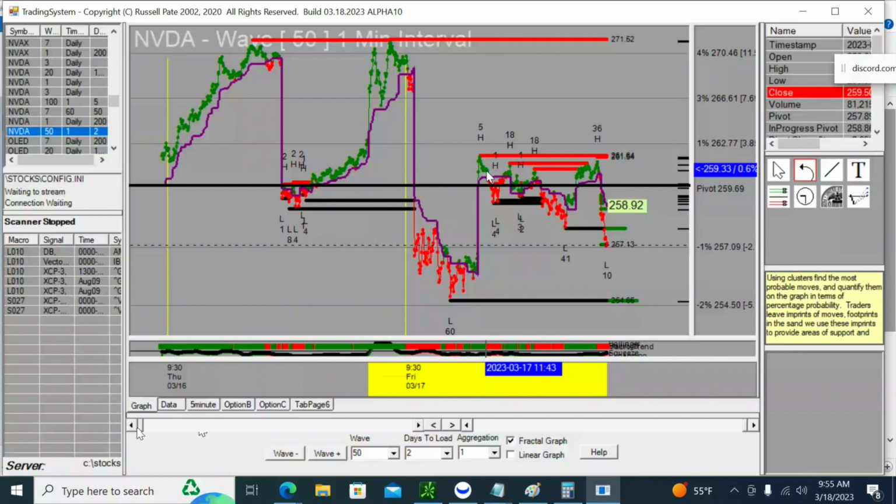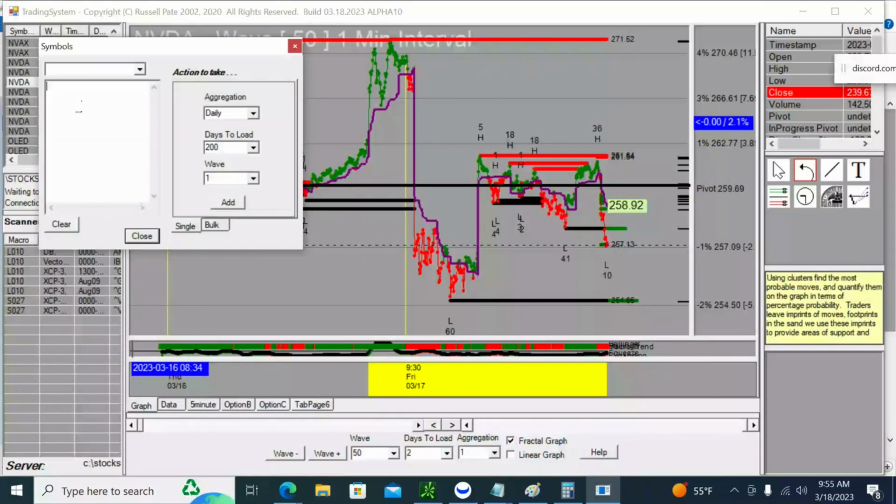And the thing I kind of hate the most when doing this is when it's spinning around this pivot line. Because I like for it to get down below or up above, to get away from it. To me, this is so indecisive. It's just kind of channeling sideways. So this is kind of what I was doing yesterday.